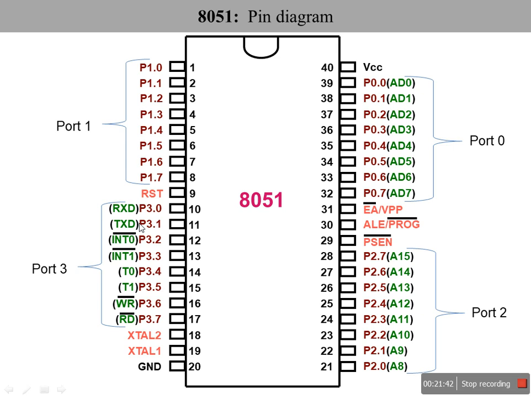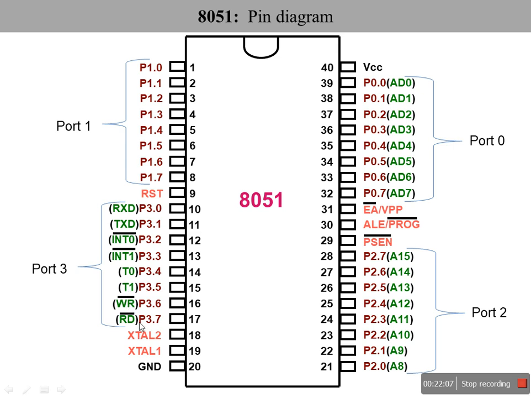To have full duplex serial communication, we may make use of pin number 10 and pin number 11 for connecting to the external world through serial mode, that is full duplex communication. Then, the external interrupts can be connected to the 12th and 13th pins of 8051, INT0 and INT1. Similarly, timers T0 and T1, and then write and read.